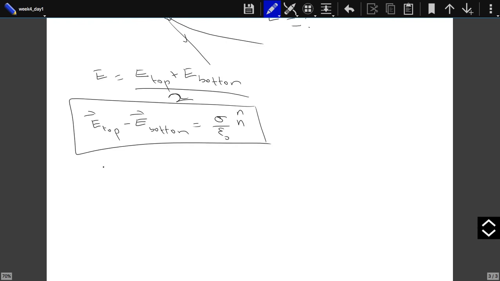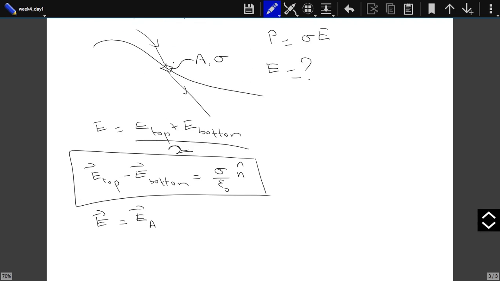Now, the electric field at any point will basically have two contributions. The electric field created by, let's say, this area, the electric field at this point, it will have two contributions. One, the electric field created by that very small patch, plus the electric field created by all the other charges in my system.